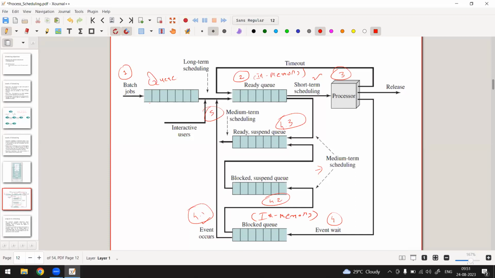Block suspended, ready suspended states. So if you want to move your process between these states, you have to use the midterm scheduler, right?